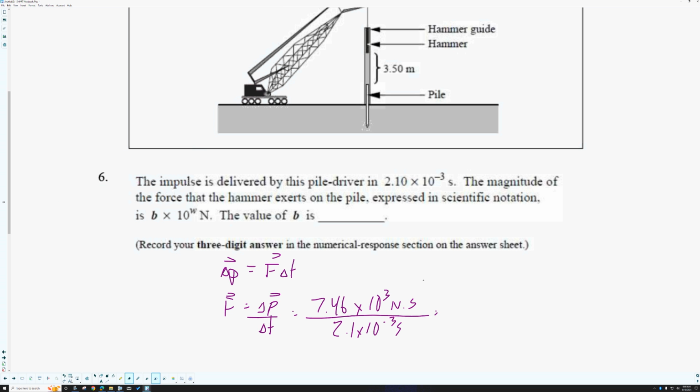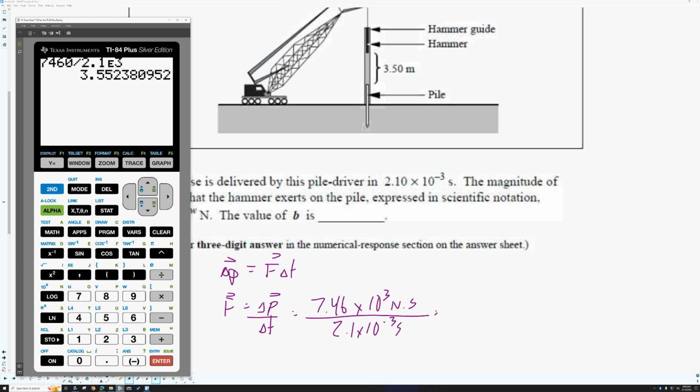3.55. 3.55 times 10 to the what? No, something's wrong with that. Oh, it's negative 3. Yeah, you're right. See, look, I just made a mistake, right? But I caught that mistake. There's no way it's a force of 3.55 newtons when this hammer hits the pile. It just doesn't make sense. Making a mistake is okay, but we should stop and see if our answer is reasonable. So we're going to go times 10 to the negative 3. 3.55 times 10 to the 6, yeah.